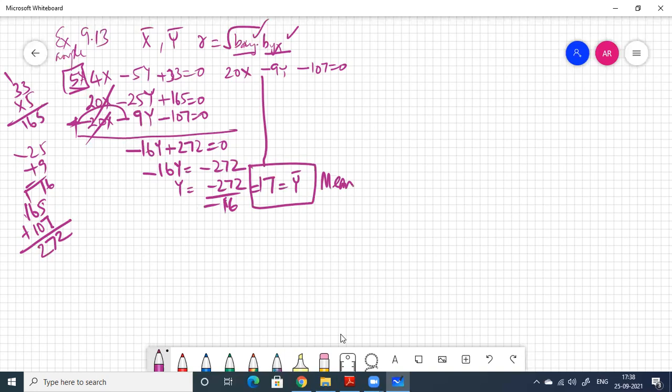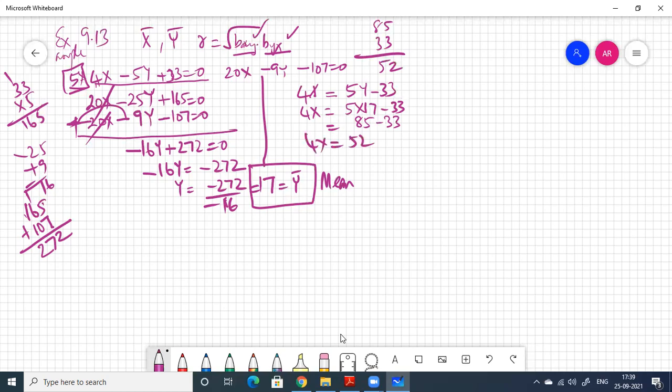We can substitute in the smaller one, 20x, 4x. 4x is equal to 5y minus 33 from this one. So 4x equals 5 into 17 minus 33. 5 into 17 is how much? 85. 85 minus 33 is 52. Okay, is equal to 52.